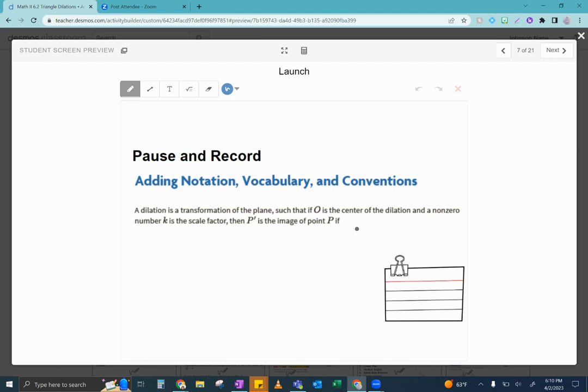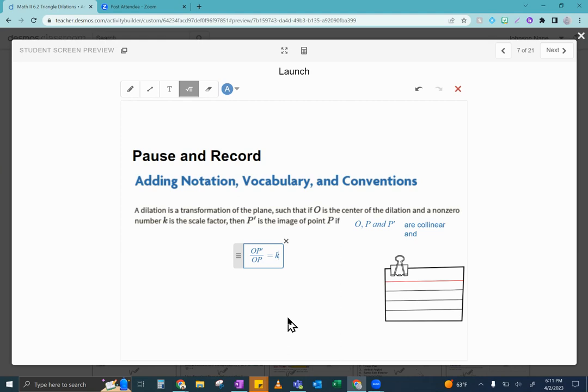So if O, P, and P prime are collinear, let me do it in math, and this is the bigger deal, that OP prime divided by OP equals K.